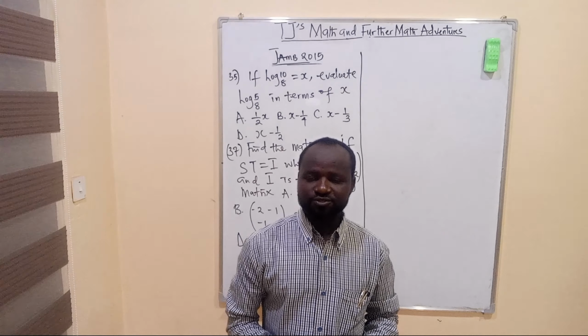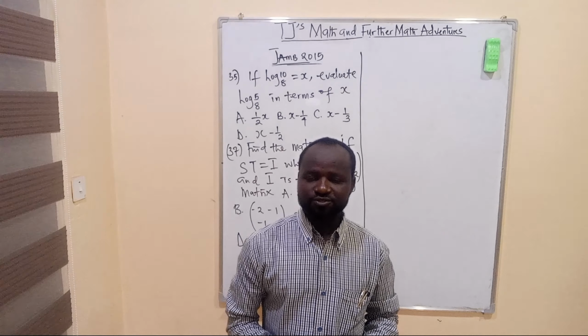Question number 37, the question reads: find the matrix T if ST is equal to the identity element in matrix, where the matrix S is given as minus 1, 1, 1, minus 2, and I is the identity matrix. We have the options here. So let's look at how we can solve it.